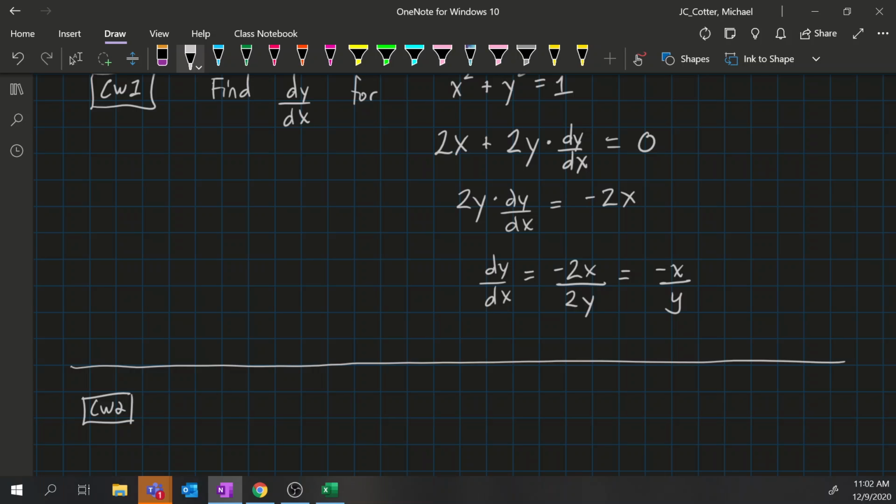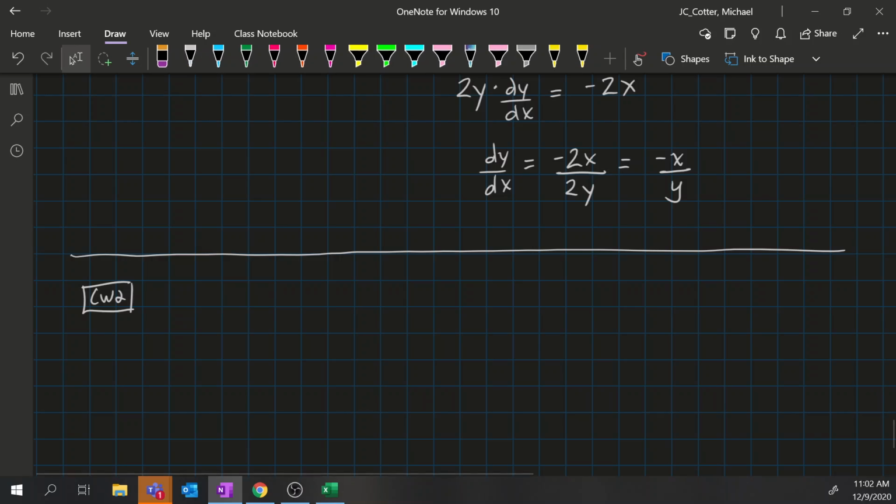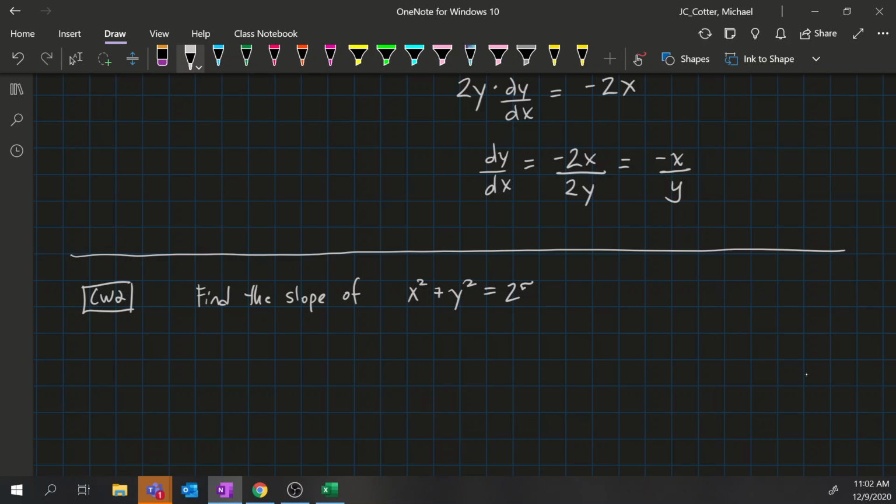Okay. So this time, I'm going to give you a point. This one's going to be: find the slope of x squared plus y squared equals 25 at (3, -4).